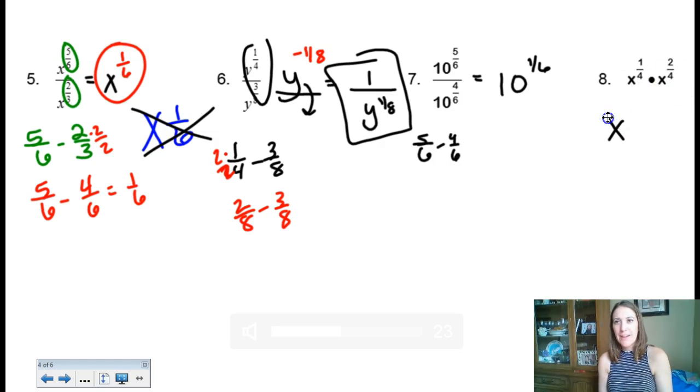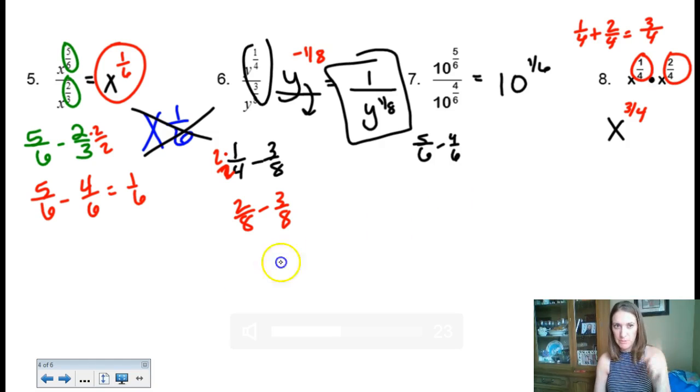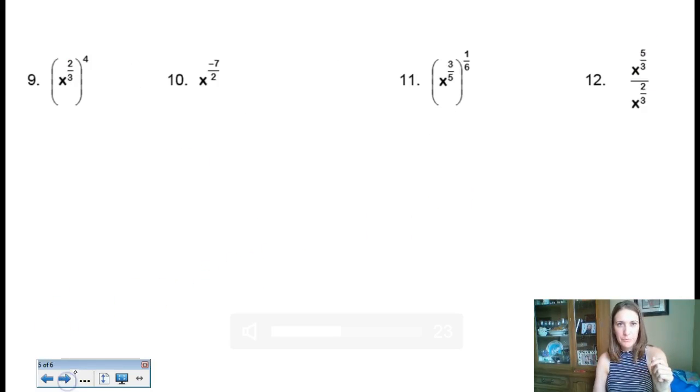Here, keep the base of x, but I'm going to have to add the exponents together. 1/4 plus 2/4, awesome, because those already have common denominators. So the answer comes out to 3/4 for my new exponent. Again, make sure your exponents are small and they're superscript. I don't know if you're putting this together yet, but if you understand your exponent rules, this particular lesson should be very, very easy. The only added glitch is that you have to know how to work with fractions.